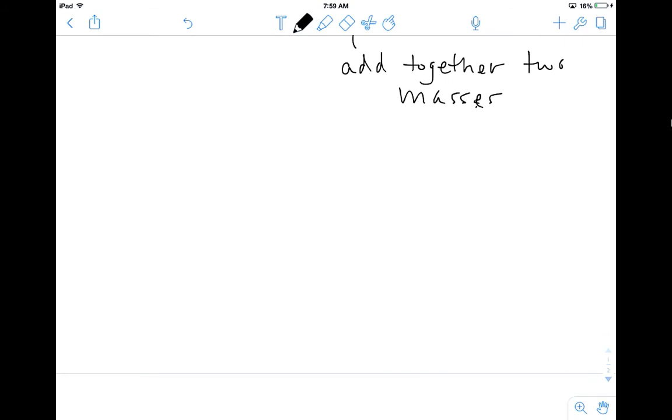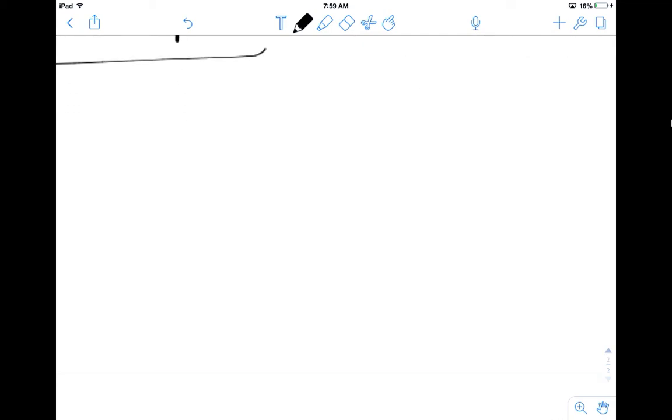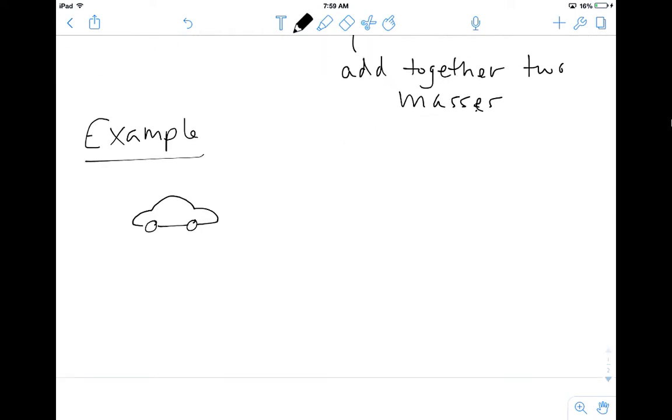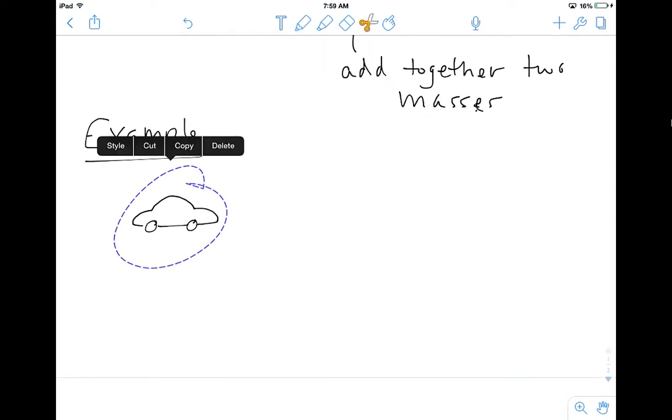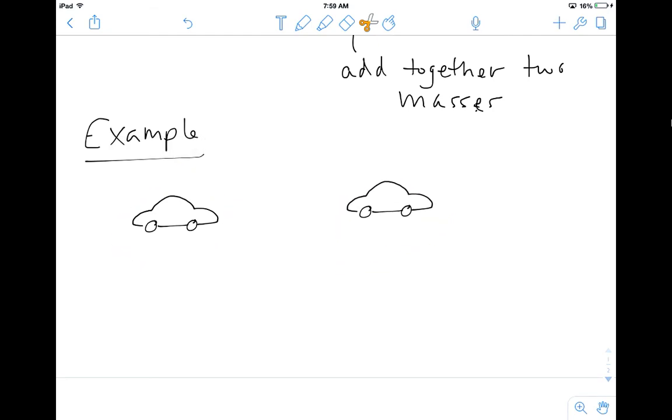Example. Okay, so let's think about two toy cars. Let me draw a little toy car, use my amazing art skills. I said there's two toy cars, so let's put another one over here. The first toy car is moving. The second toy car is sitting still. And let's go ahead and give them some masses too.